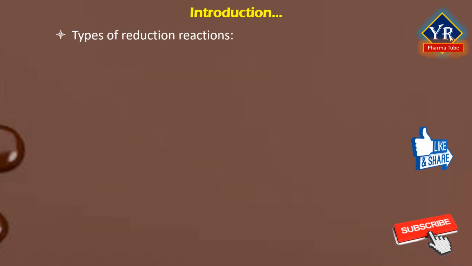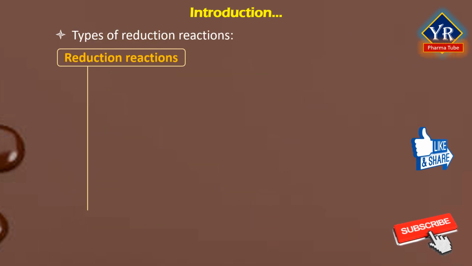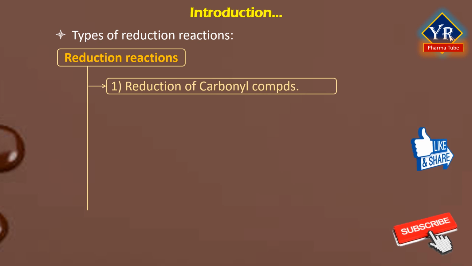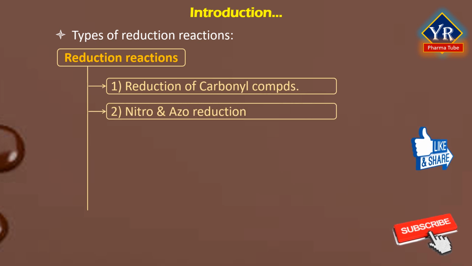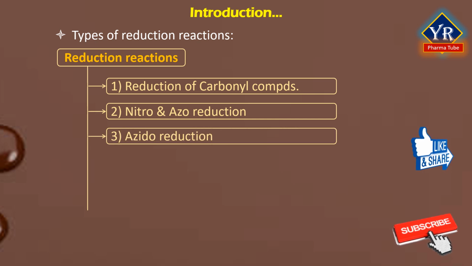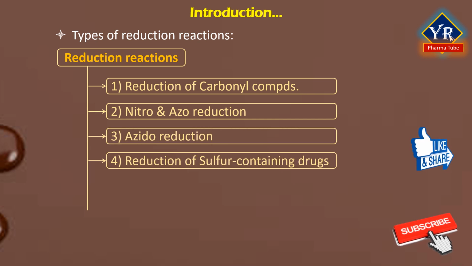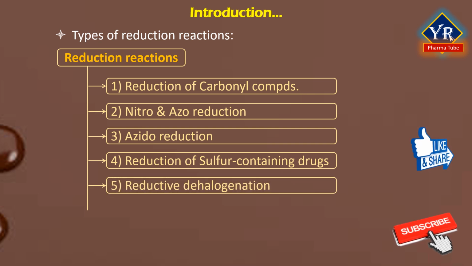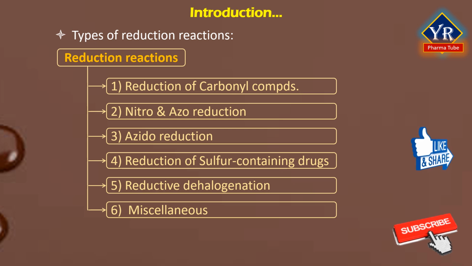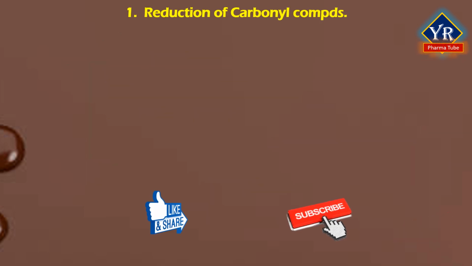The 6 different types of reduction reactions include number 1, reduction of carbonyl compounds, number 2, reduction of nitro and azo compounds, number 3, azido reductions, number 4, reduction of sulfur containing compounds, number 5, reductive dehalogenation, and number 6, miscellaneous reduction reactions. Number 1, reduction of carbonyl compounds.